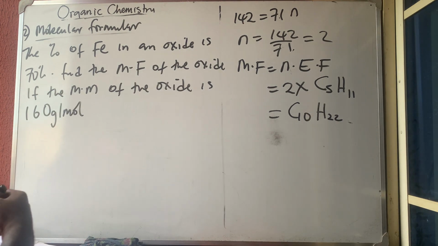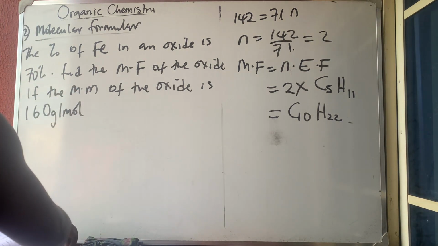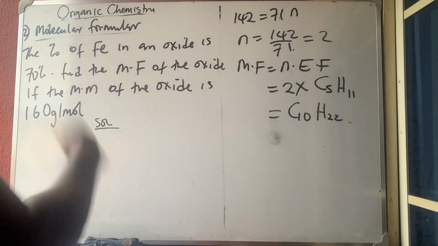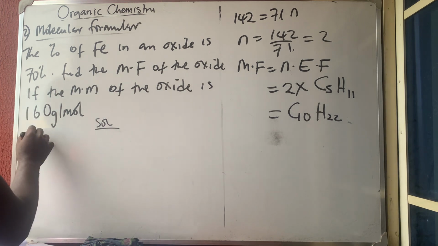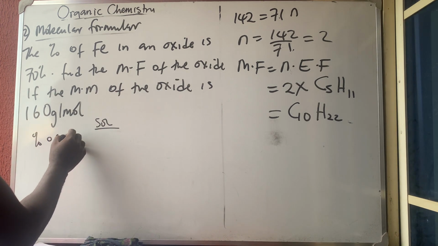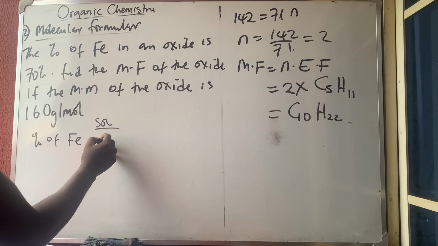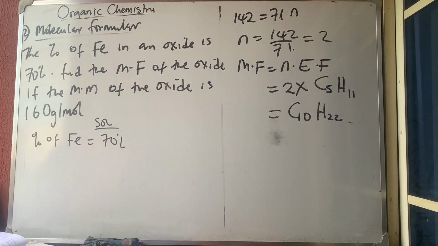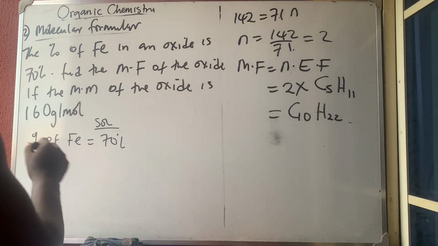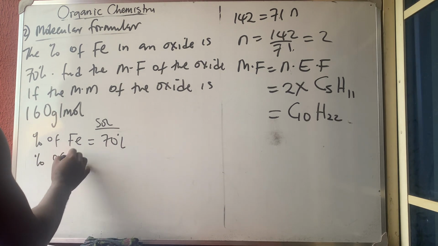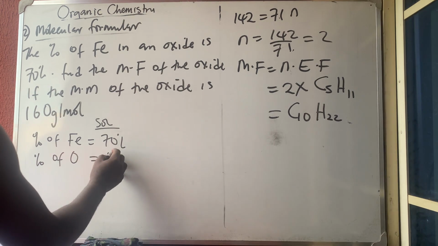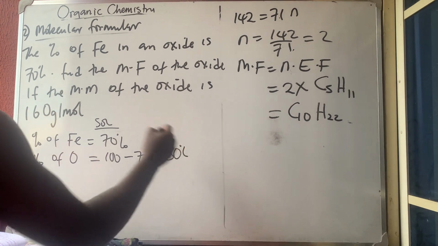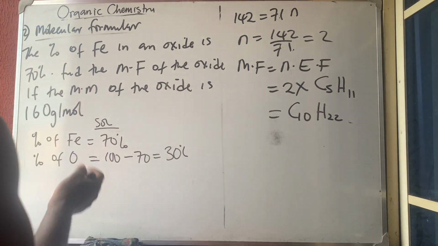Okay, now very simple. Solution. First of all, the percentage of Fe they gave me as 70%. And this is an oxide. That is, oxygen is involved. So which means the remaining percentage is for oxygen. So the percentage of oxygen will be 100% minus the 70%, which will give you 30%.